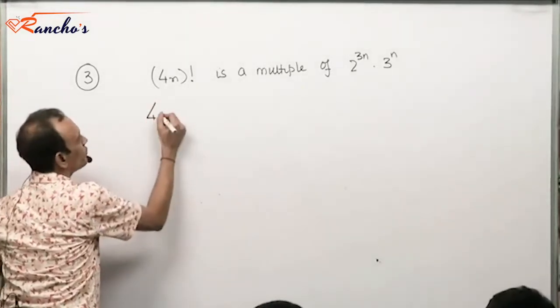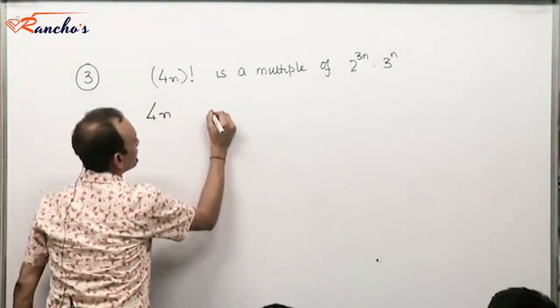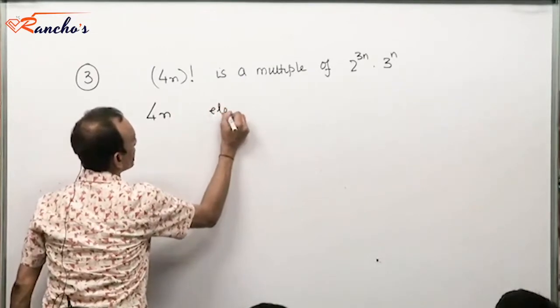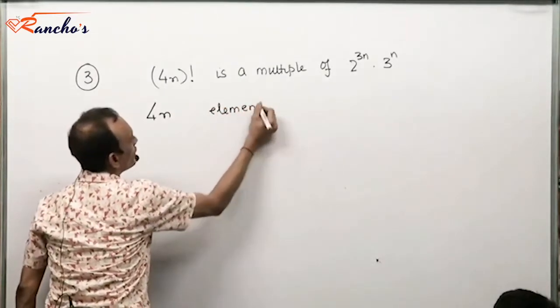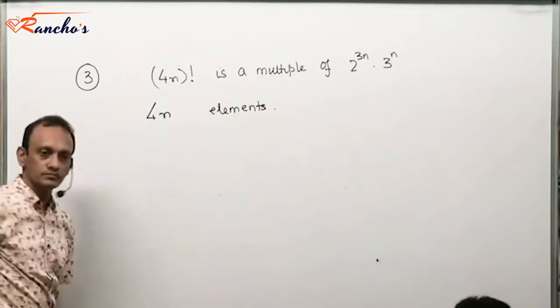Suppose there are 4n objects or elements. Right?